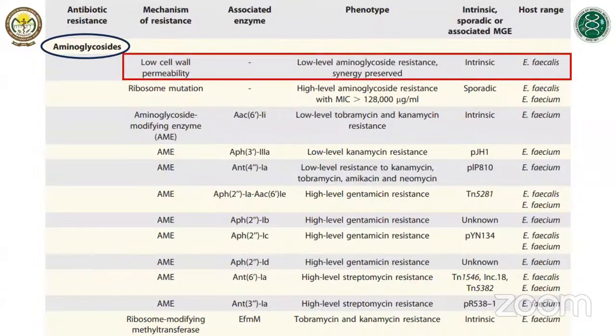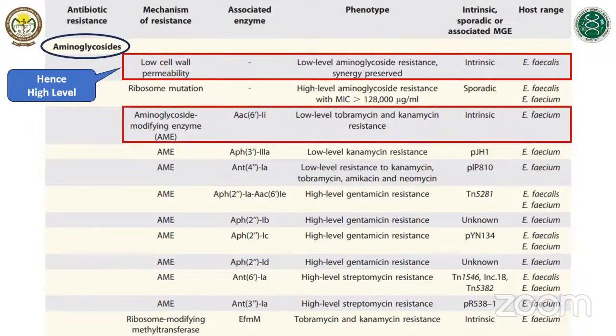So if you see this table, the aminoglycosides per se have got a low cell wall permeability. They do not penetrate the cell wall of the Enterococcus solely, and that is why a cell wall active agent like beta-lactam drugs or vancomycin is needed. That's why we use the term high-level aminoglycoside resistance, HLAR, and not the usual ones.